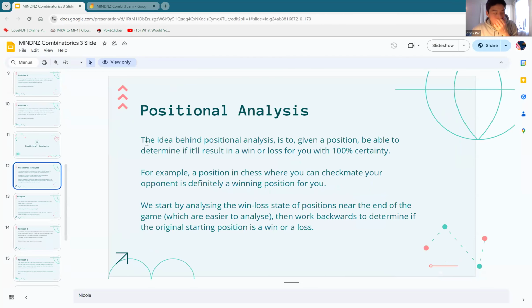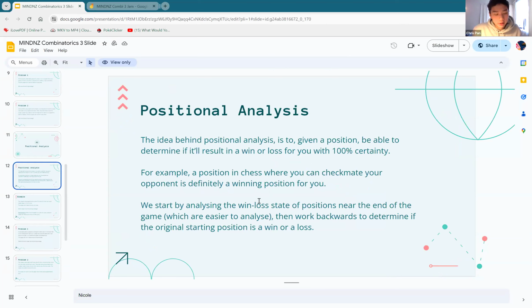Positional analysis is like if I gave you a position in chess. Maybe you wouldn't be able to say if it's winning or losing, but if it was really obvious, like checkmate in one or checkmate in two, you would be able to say that is a winning position for you. It's winning because you can force a win from it, right?